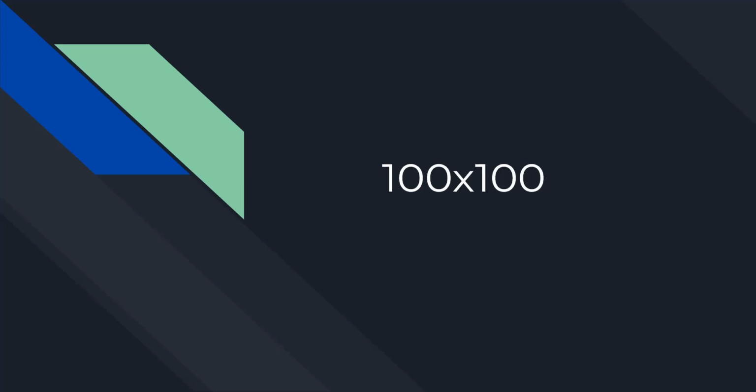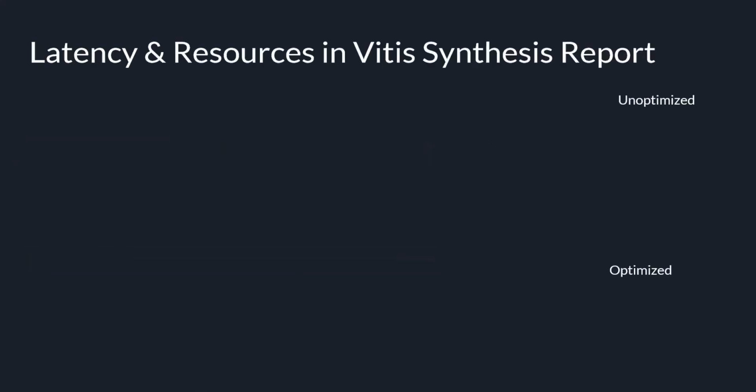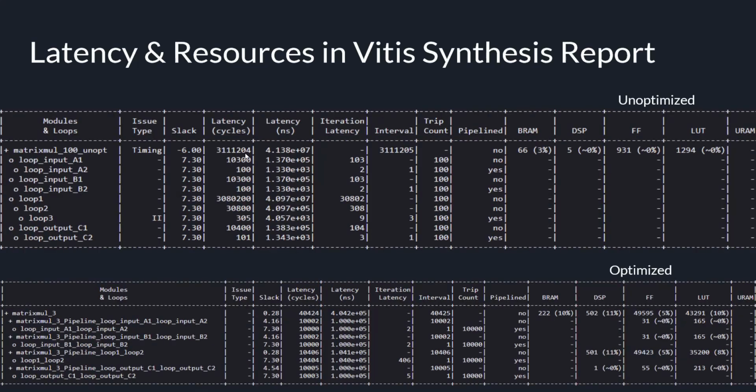Now for 100 cross 100, we also basically generated the HLS IP. So the RMS error on Vitis was around 3.2 10 power minus 5. And in the Vitis synthesis report, as expected, the latency was very high for the unoptimized version in the number of clock cycles, which jumped down to just 40,000 clock cycles, which is a very big improvement. And the difference which we were talking about is now much more apparent, where we can see that optimizations actually help latency a lot.